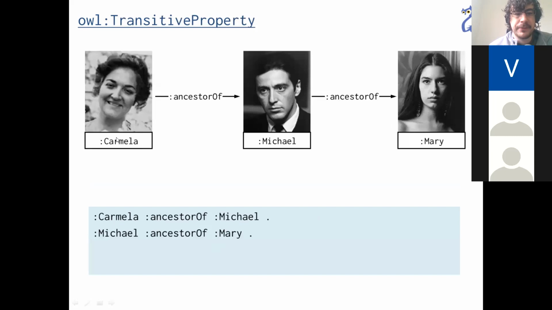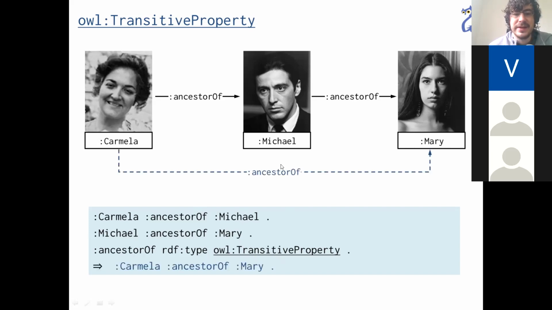Transitive property, if we saw this example in the original slide, right? If A is part of B and B is part of C, then A is part of C. If Carmela is ancestor of Michael and Michael is ancestor of Mary, and we say that ancestor of is a transitive property, then we can infer that Carmela is an ancestor of Mary, right? So this allows us to capture transitivity of relations. So transitive property.